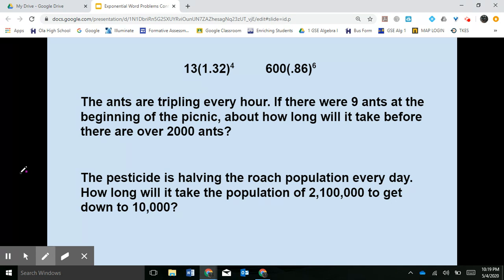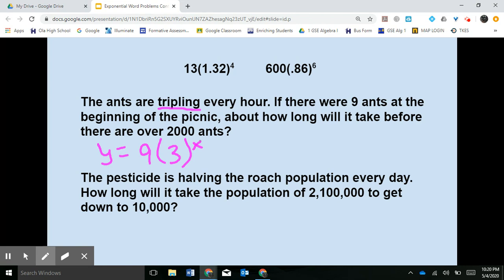This example: the ants are tripling every hour. If there are 9 ants at the beginning of the picnic, how long will it take before there are over 2,000 ants? So this is where another little tweak comes in. Let's write our equation out. Y equals the initial amount, which is 9 because there are 9 ants. Since it's tripling, my rate is going to be 3. Notice I didn't put a 1 plus because it's not a percent problem. Here, they did not give us a time period, so we just make it X. If it says write the equation, I don't know the time period, so I'll make it X.